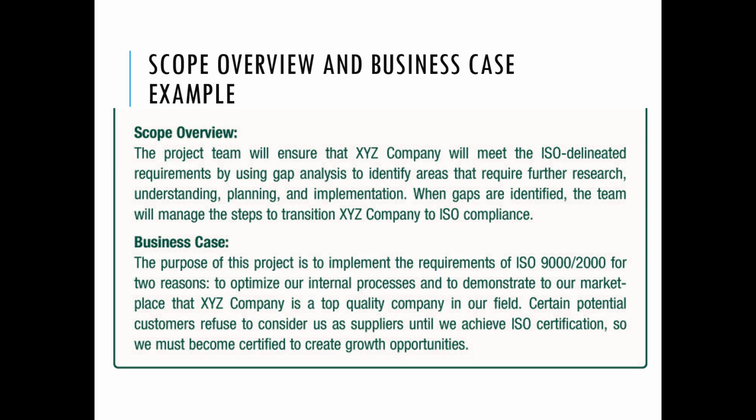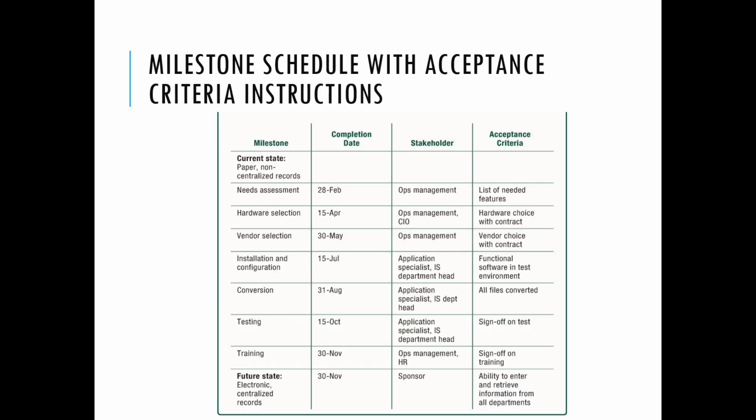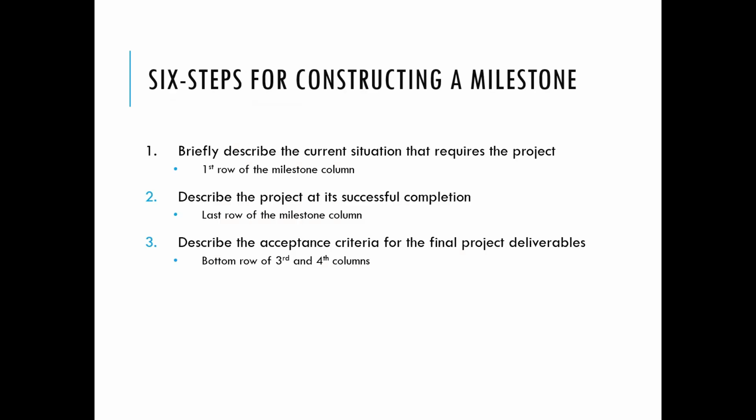This is an example of a scope review. It should be precise and clear to the readers. This is an example of a milestone schedule with acceptance criteria. This also serves as a template. Six steps for constructing a milestone are: briefly describe the current situation that requires the project, then describe the project at its successful completion, and describe the acceptance criteria for the final project deliverables.